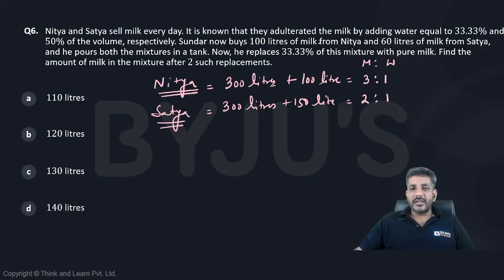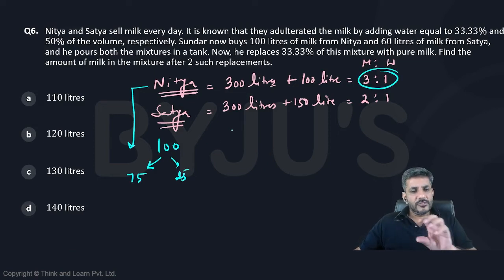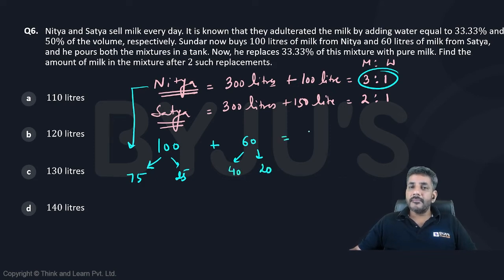Sundar now buys 100 liters from Nitya. So if you take 100 liters from Nitya, can I say this 100 would have 75 milk and 25 water? Basically, it is in a ratio of 3:1. So divide 100 in a ratio of 3:1, plus 60 from Satya, in which milk and water are in a ratio of 2:1. So 2:1 means they are 40 and 20. So by mixing them, he has a total of 160 liters, in which 75 plus 40, 115 is milk, and 25 plus 20, 45 is water.